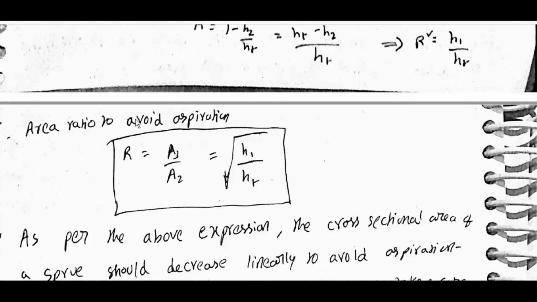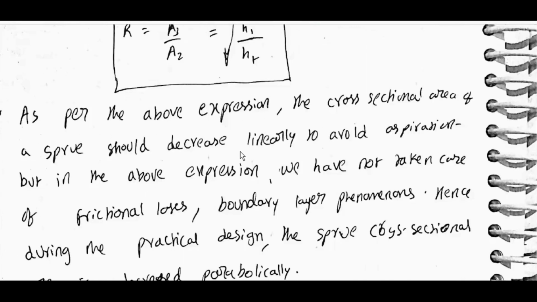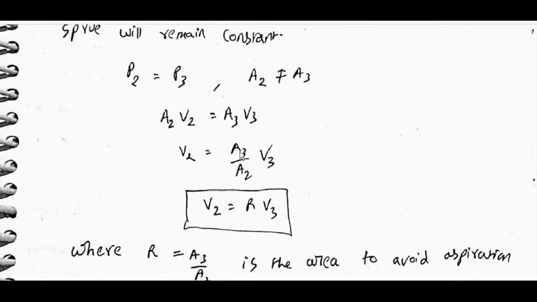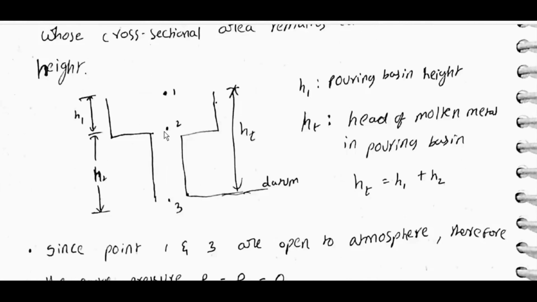The area ratio to avoid aspiration is R is equal to A3 by A2 is equal to root of H1 by HT. A3 by A2 is equal to root of H1 by HT.